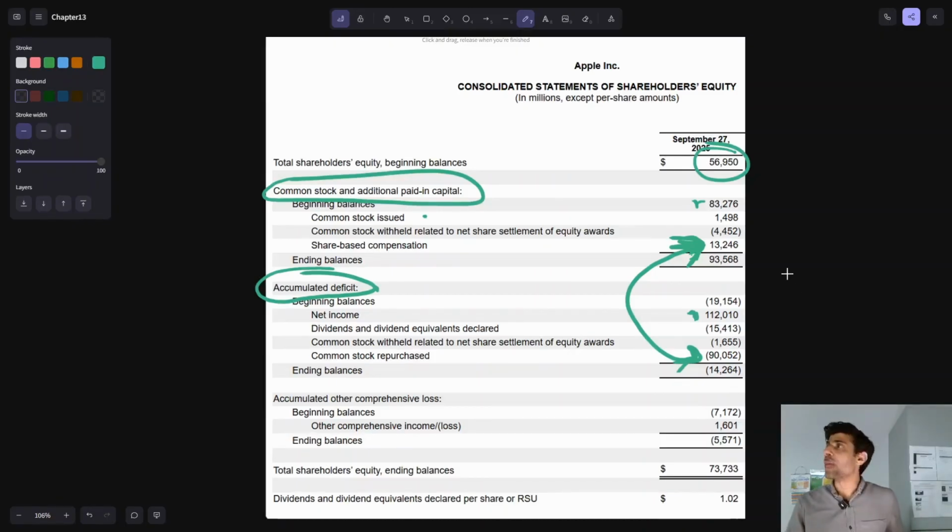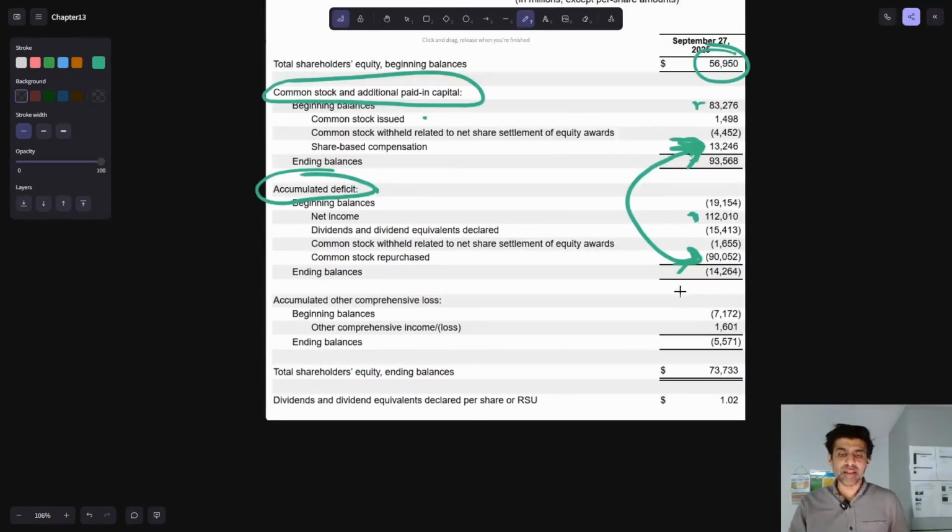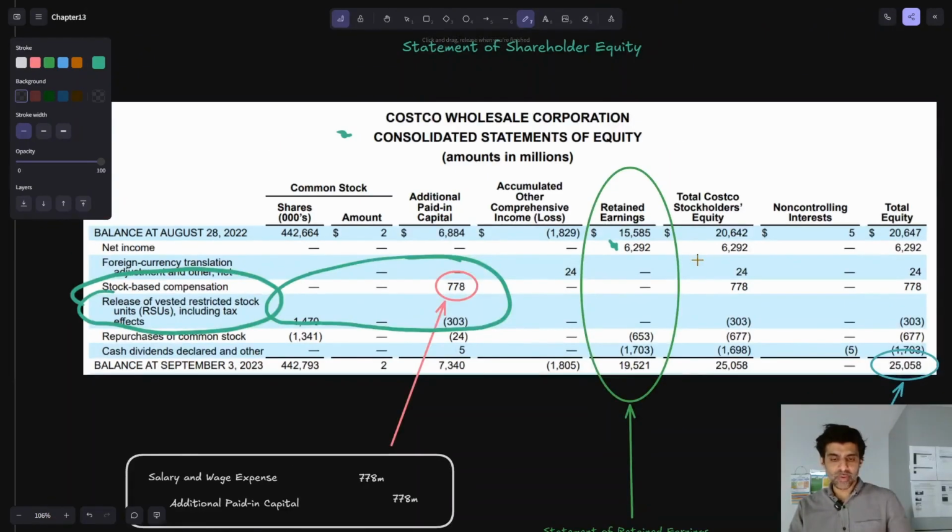So this is just another format. I just wanted to show you this is the same statement, just presented a little differently. But it's basically doing this. It's going from the beginning balance of equity to the ending balance of equity, just like this is going from the beginning balance of equity to the ending balance.